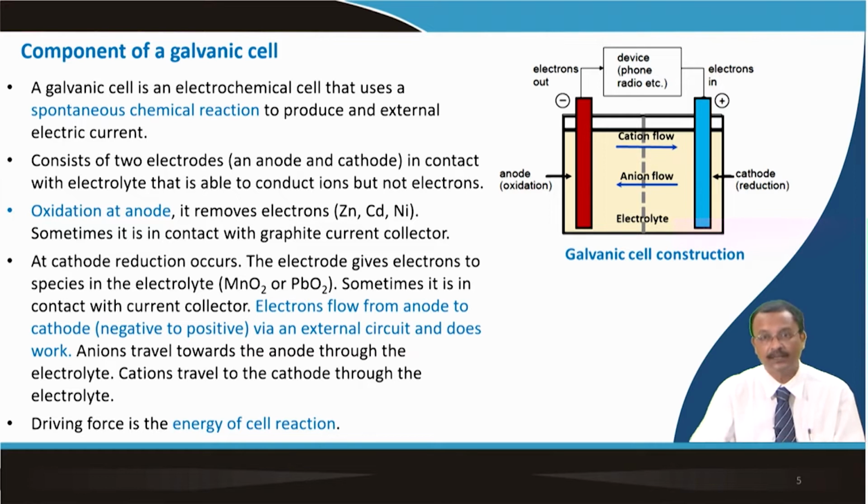Sometimes it is in contact with a current collector as well. And electrons, as I said, flow from anode to cathode, that is from the negative to the positive electrode, through an external circuit and do the necessary work. So, energy is involved. Anions travel towards the anode through the electrolyte and cations travel to the cathode through the electrolyte, and the driving force is the energy of the cell reaction.